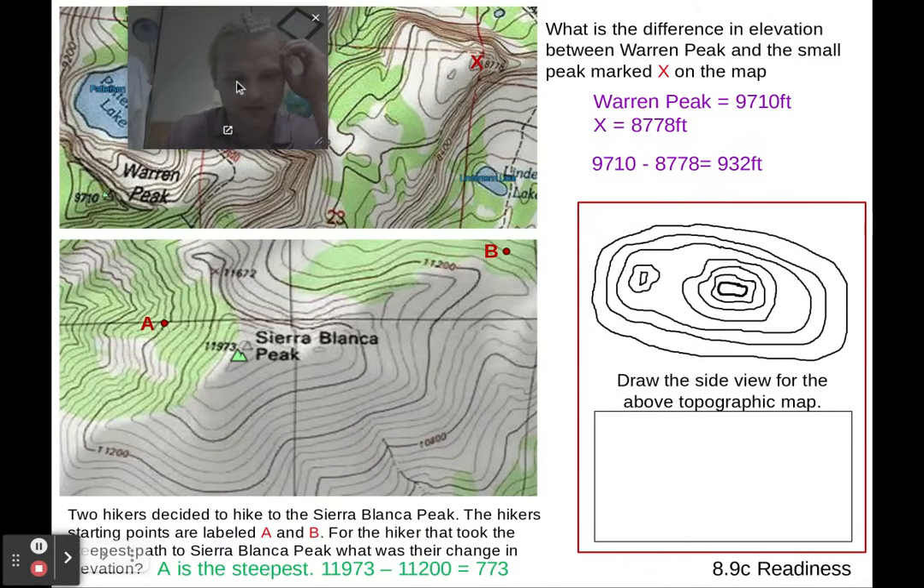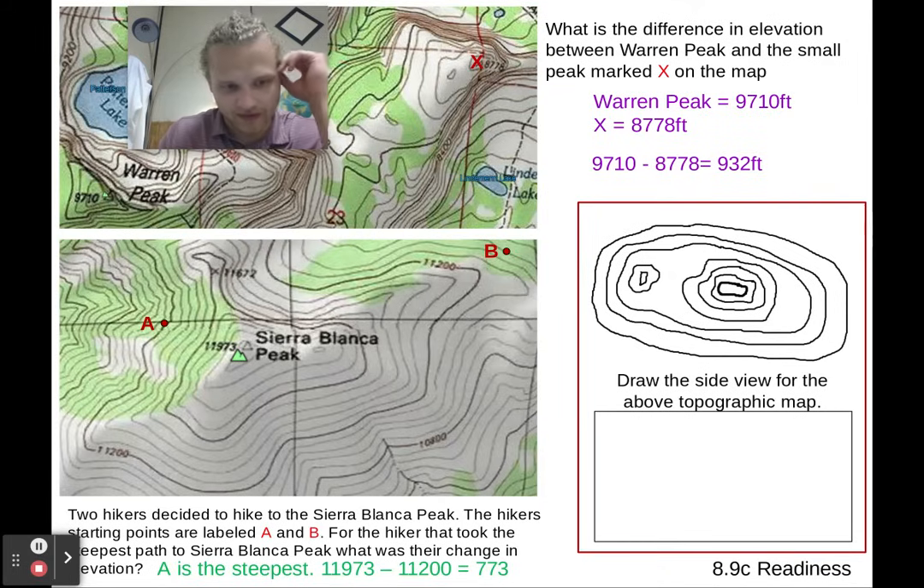Okay, two hikers decide to hike the Sierra Blanca Peak. The hikers' starting points were labeled A and B. For the hiker that took the steepest path to the Sierra Blanca Peak, what was their change in elevation? So A and B. A is the steepest by far because the lines are closer together, whereas B was not very steep because the lines are further away. And that's what you're kind of looking for here, all right?